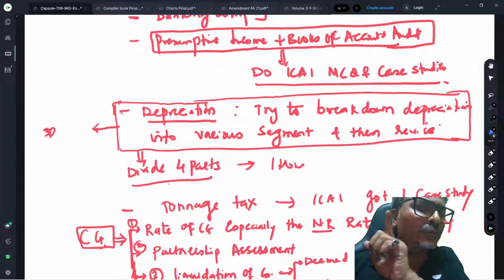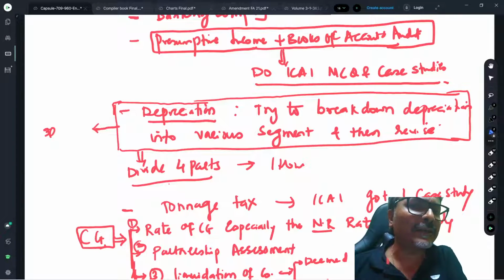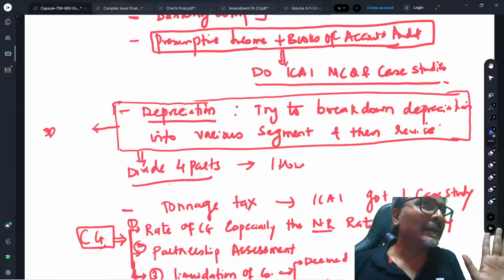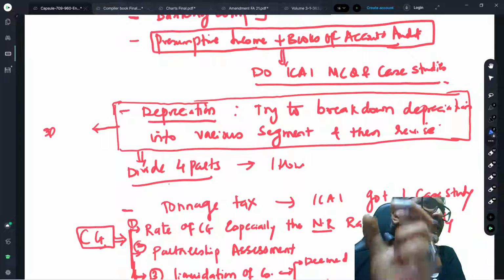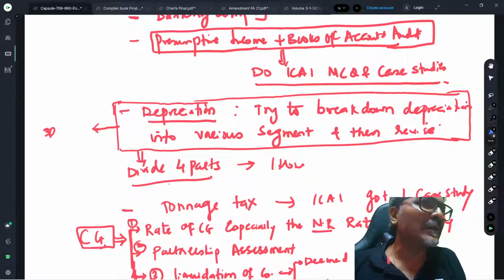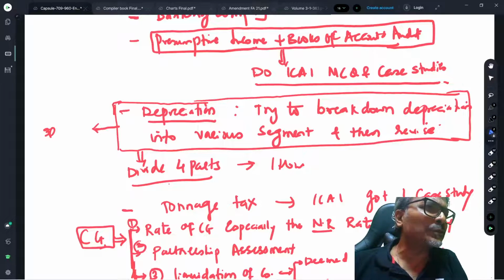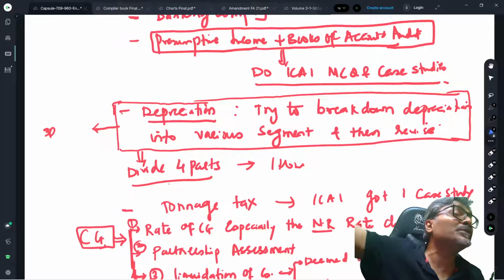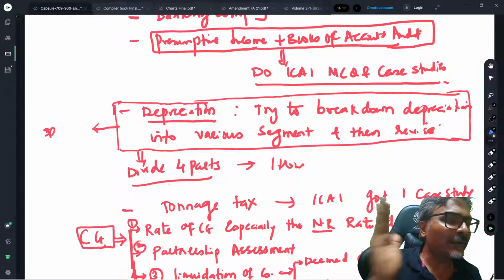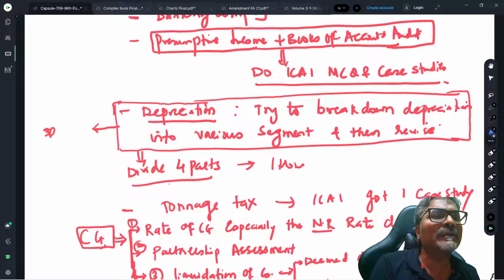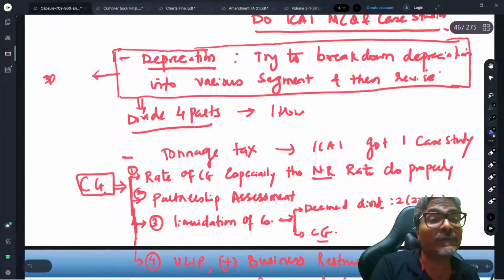Depreciation: I have told you to break down depreciation into various segments and then revise, otherwise you'll go mad. One day the actual cost and WDV concept, one day the rate of depreciation and the additional depreciation concept, one day the conditions of depreciation. Break it down into manageable proposition. The last revision of depreciation, somewhere in the month of October, has to be in one go. But right now, don't do it in one go, otherwise you will get badly stuck in depreciation. It will kill a lot of time.